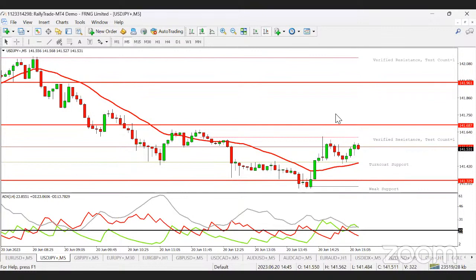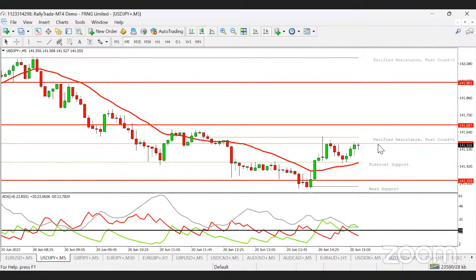141.687. You can actually set it up as a sell order. Set it up as a sell order. You should be able to get a perfect entry from there. 141.687 should give you a perfect entry position. I hope you got that. So that's where your buy entry is going to be.